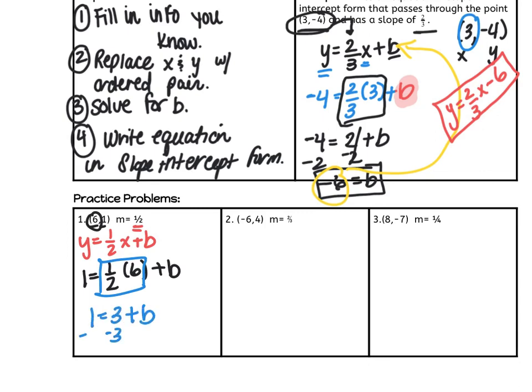Move 3 to your other side. My b value is going to be -2. I'm going to take that, and I'm going to put it back in my original equation and replace it for b. So my answer should be y equals 1/2 x minus 2.